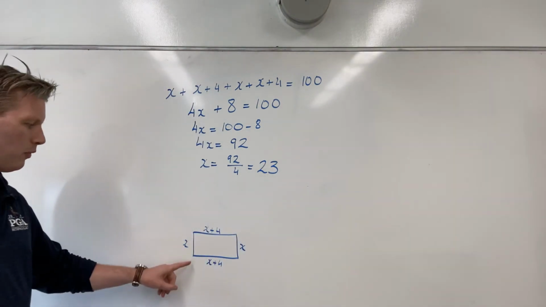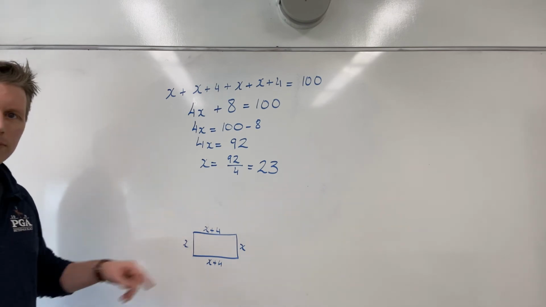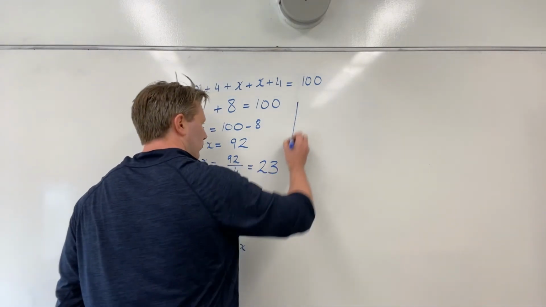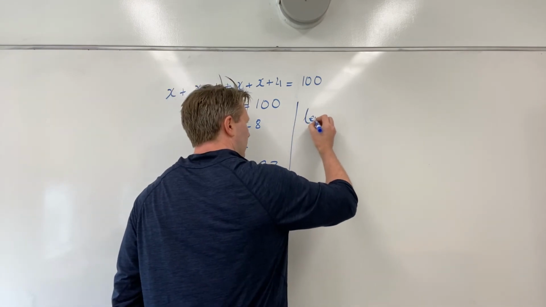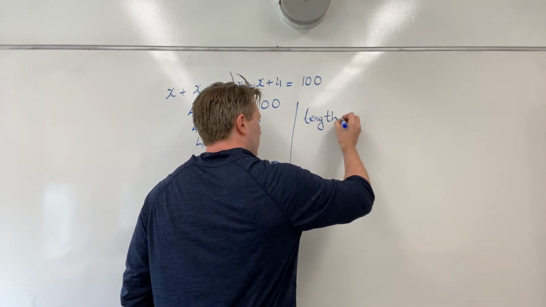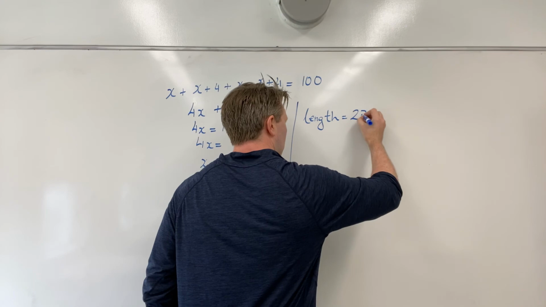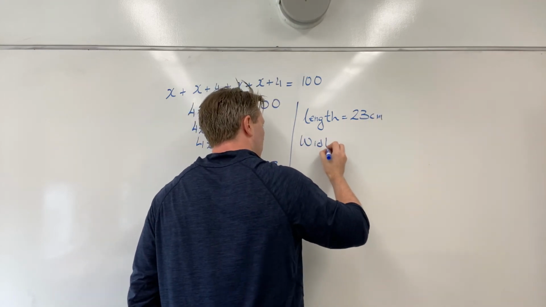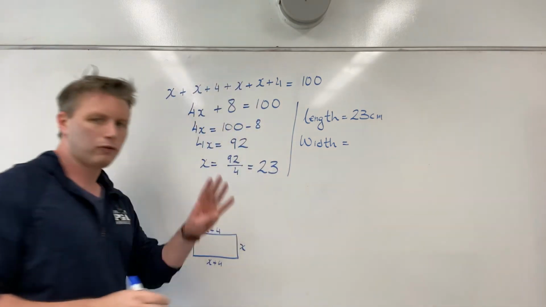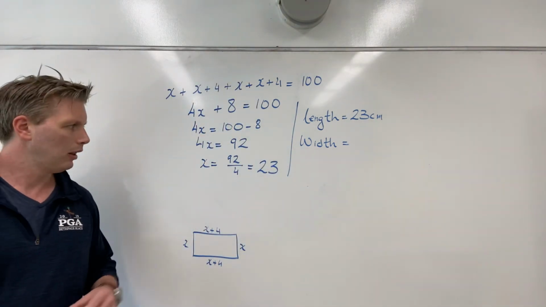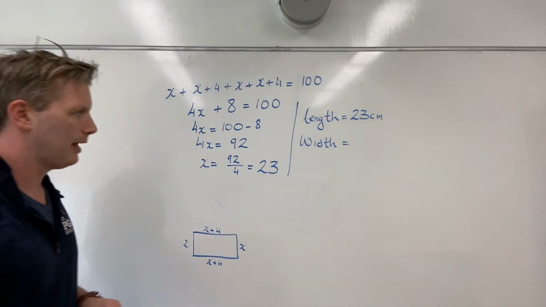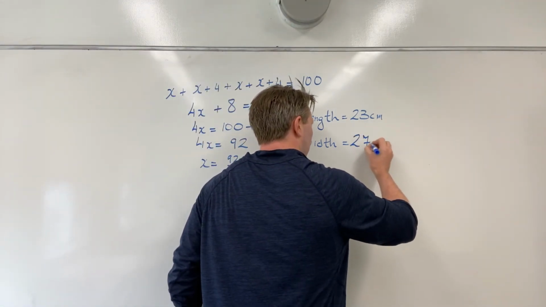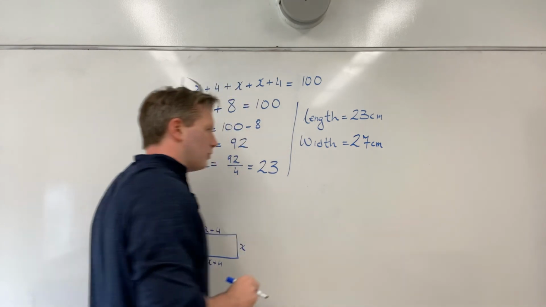And that, therefore, is my length. The length of my rectangle is 23 centimeters. And my width, I know, is 4 centimeters longer than my length. 23 plus 4 is 27, and so my width is 27.